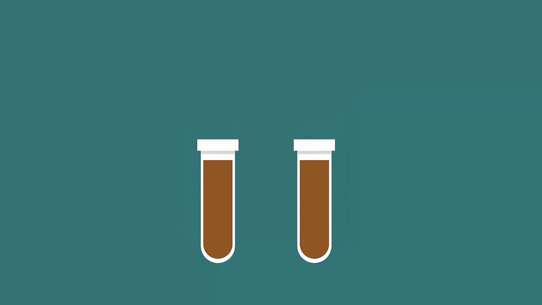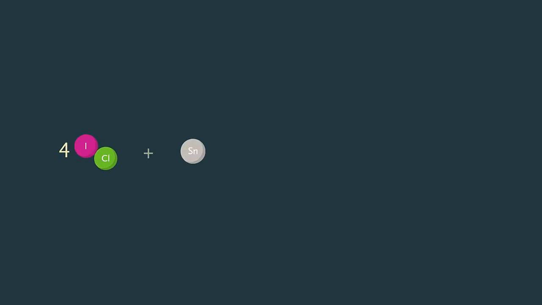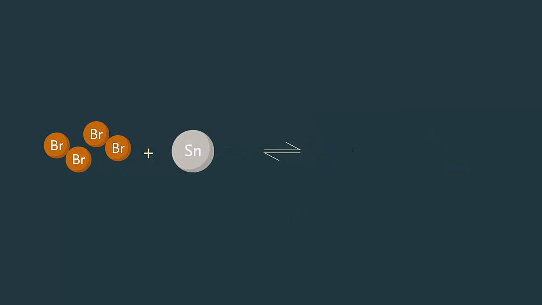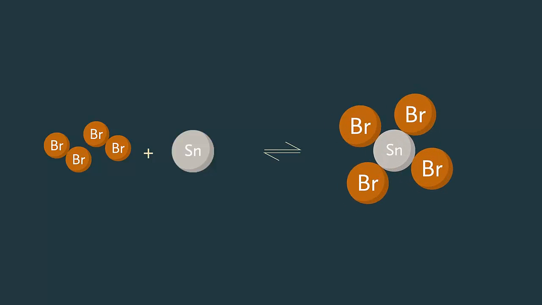We can drop in a strip of tin metal. With iodine monochloride, the more reactive chlorine forms the liquid tin tetrachloride, while the displaced iodine atoms pair up to become diatomic purple iodine vapour. In contrast with bromine, the test tube will become colourless as all the bromine reacts with the tin to form the colourless liquid tin bromide.